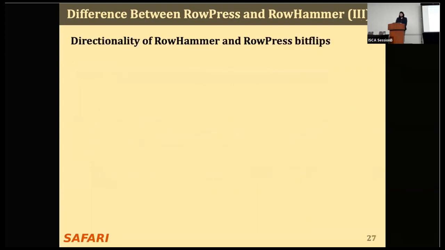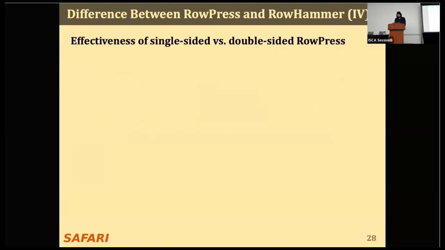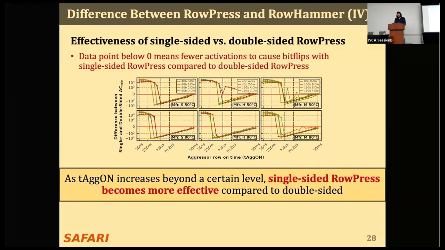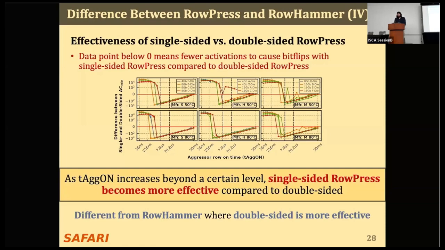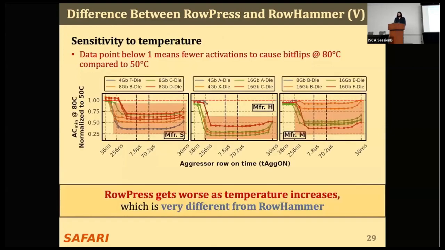We also look at the directionality of RowHammer bit flips versus RowPress bit flips, and we find that they have opposite directions. We also find that as aggressor runtime increases beyond a certain level, single-sided RowPress becomes more effective at inducing bit flips, or in other words, it requires fewer activations to induce bit flips compared to a double-sided RowPress pattern. This is very different from RowHammer, where a double-sided RowHammer is strictly more effective at inducing bit flips compared to single-sided. I've already shown that RowPress gets worse as temperature increases. This is also very different from RowHammer.